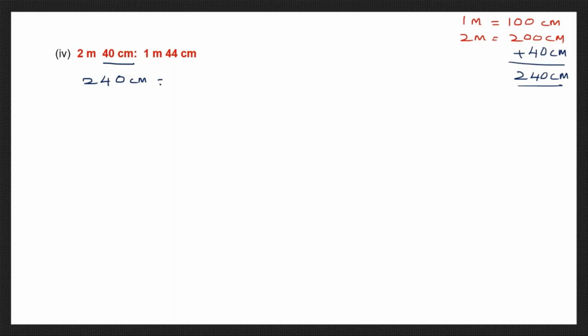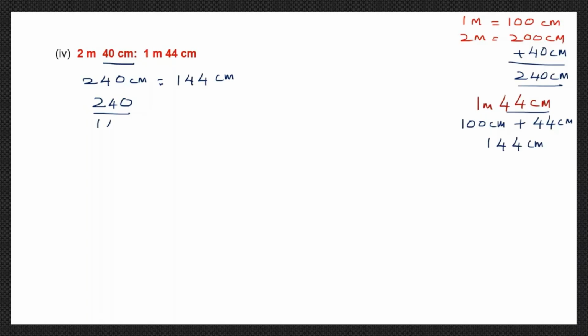Now the other part is 1 meter and 44 centimeters. 1 meter we know is 100 centimeters plus, let's add this, 44 centimeters. 100 plus 44 is 144 centimeters. So let's write that here, 144 centimeters. Now let's write it as a fraction. 240 by 144. We can simplify this by dividing both by 12. Let's divide both by 12 and see what we get.